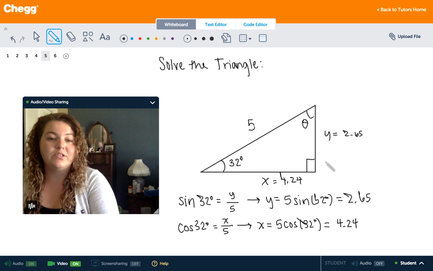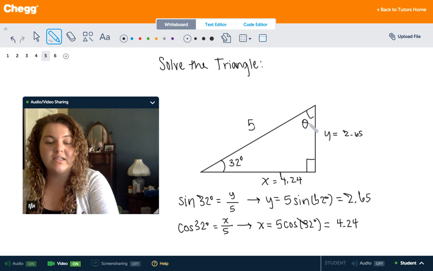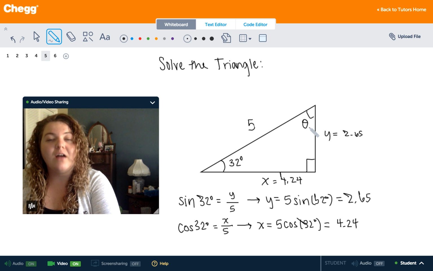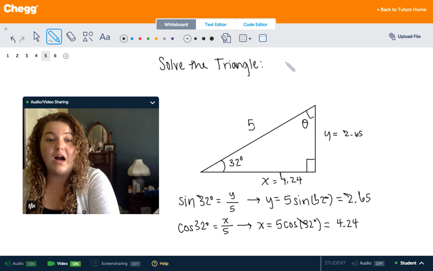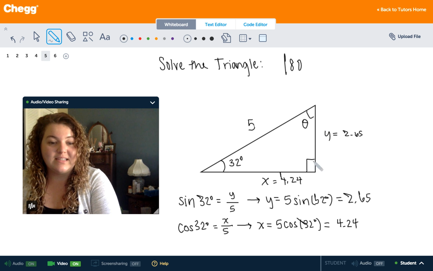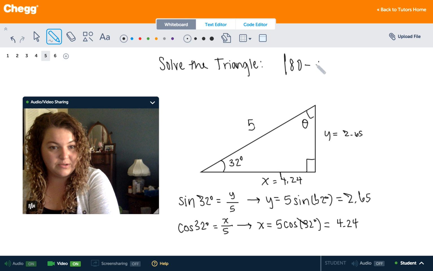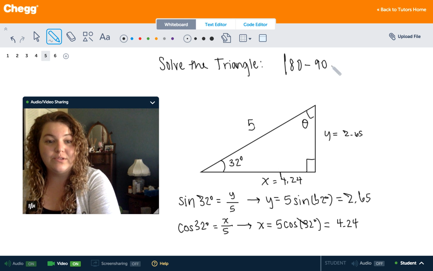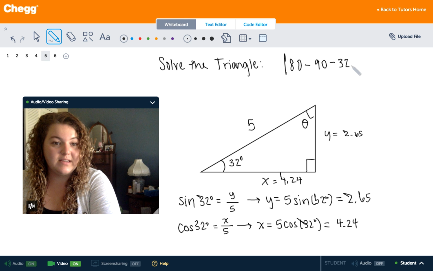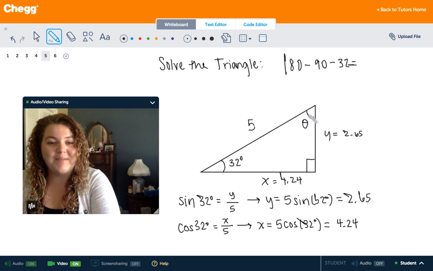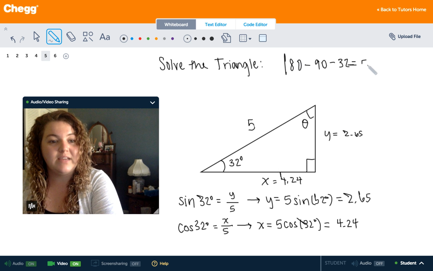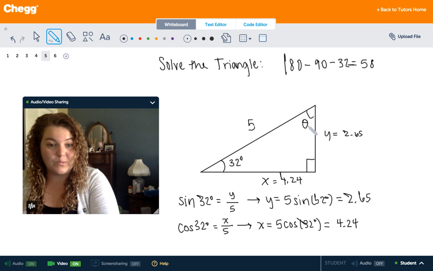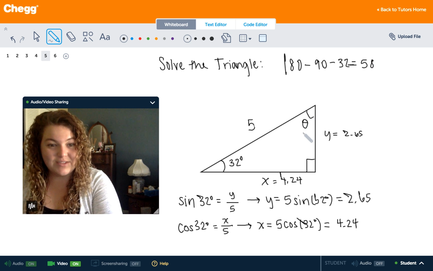Now the final thing we have to do is find this angle right here, this theta. There are a lot of different ways to do this. The most simple way is to recognize that there are 180 total degrees in a triangle. And we know that this 90-degree angle takes up 90 degrees of that. And this 32-degree angle takes up 32 degrees in that. So the only angle left over from that 180 total degrees is a 58-degree angle, which must be this one. However, you can use trig to find that angle.